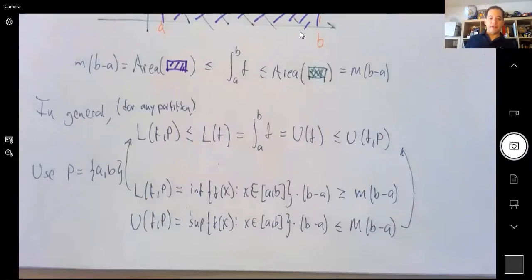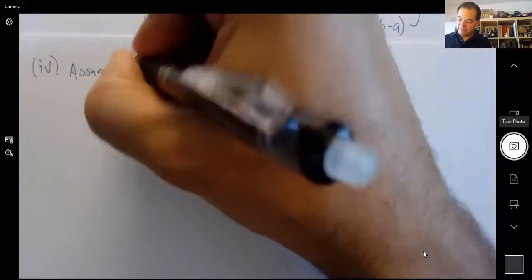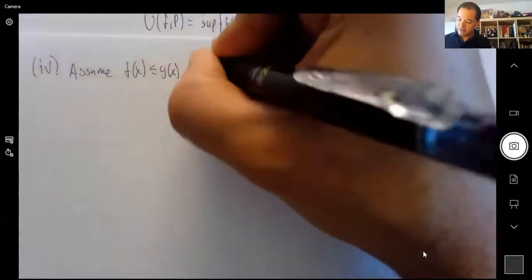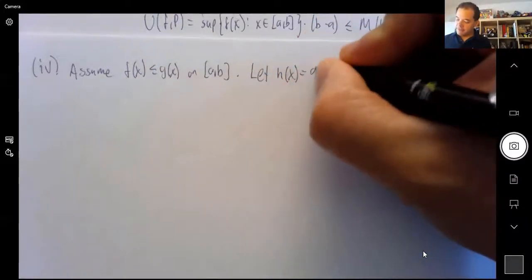Very easy to do. Let's take a look at the next one. So the next one says that if one function is bigger than the other, then the integral preserves the inequality. And that's also very, very easy. So this is the proof of 4. Here's what we do. Super easy. We look at the difference, an auxiliary function, g minus f. So assume f of x is less than g of x on [a, b]. Let h of x be the difference, g minus f.